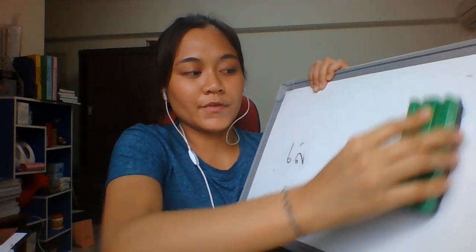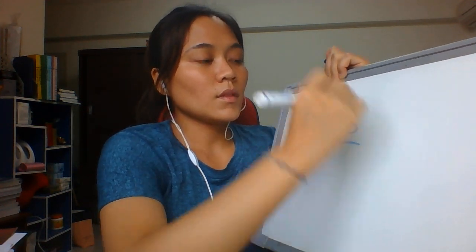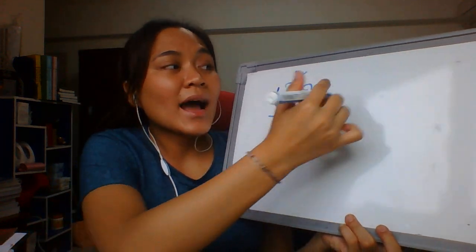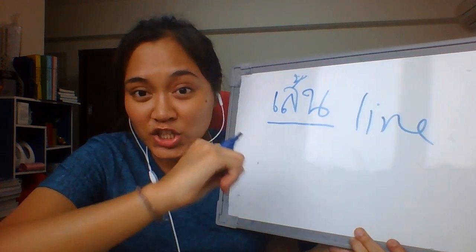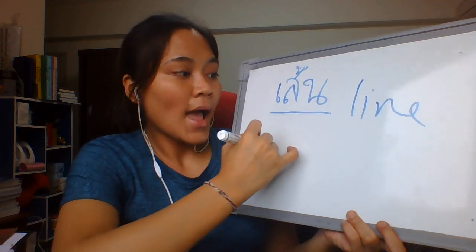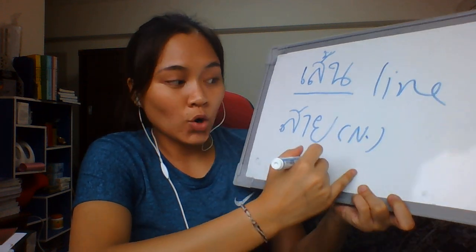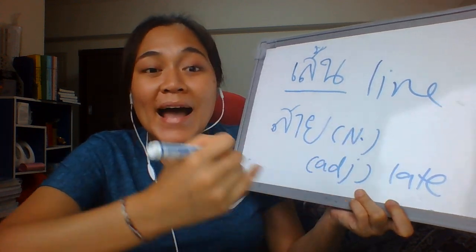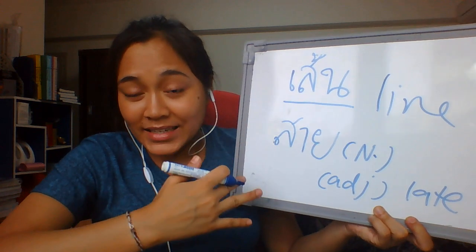I'll begin with the word sen first, okay? Sen. When we're talking about the word sen here in Thai, sen means line, yes, but it's a physical line that you can touch and you can see. And the word sai, we're not talking about the adjective of the word sai. If you know the adjective of sai, it means late. So ma sai, ma is to come, ma sai is you get there late, you come late.